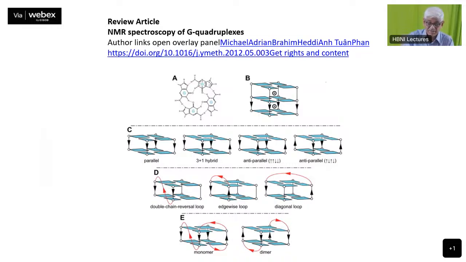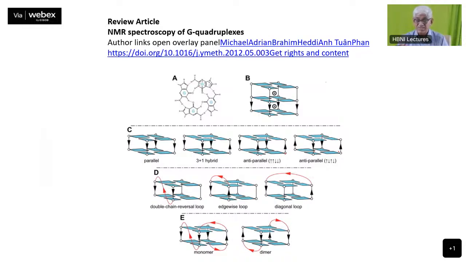3 plus 1 hybrid meaning 3 are going in one direction, 1 is going in the other direction. Anti-parallel here, there are 2 in one direction, 2 in the opposite direction. You can see which 2 are in one direction. This and this are in one direction, these 2 are in the opposite direction. Or anti-parallel, this is another way. You can have this and this are parallel, this and this are parallel. Here the 2 neighboring ones are parallel, and here the 2 diagonal ones are parallel. You can form a structure like that as well.